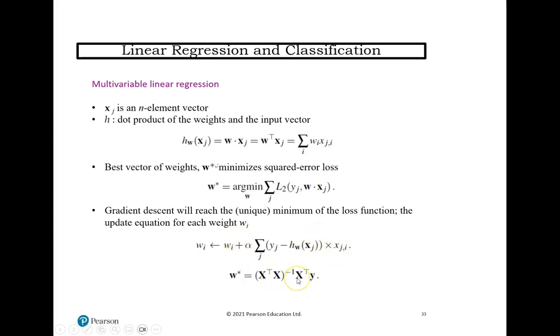The second formula here is the closed form formula. The problem with this formula, as you can see, is that it involves an inverse. So if you have 1 million training examples, this would involve the inverse of a matrix 1 million by 1 million. That's why we can't do that, and instead we use an iterative procedure like gradient descent. But if the problem is small enough, you can find the correct solution, the optimum weights, W star, by just plugging the X and the Y matrices into this formula. Okay, I'll stop here and I'll see you in the next part.